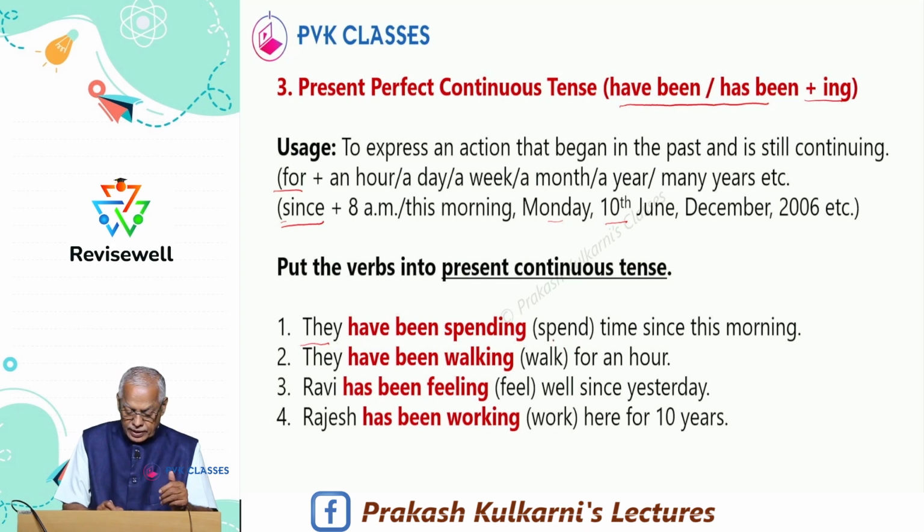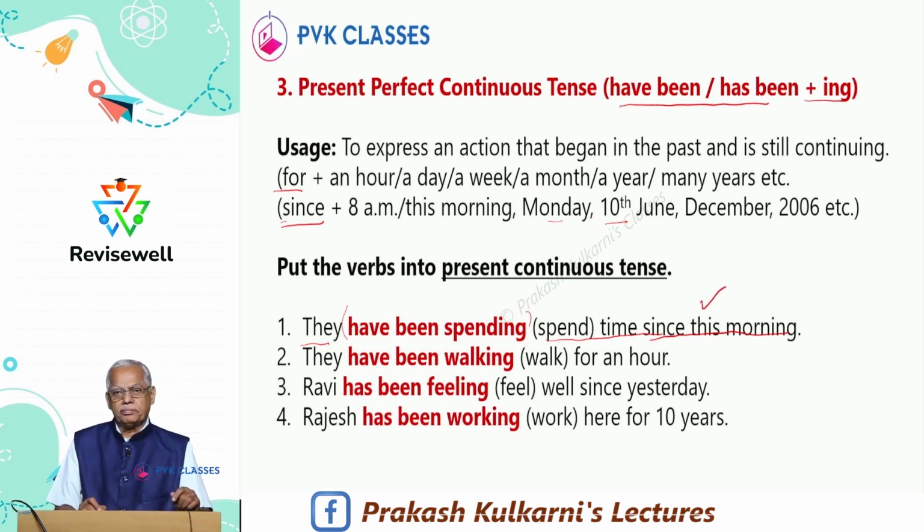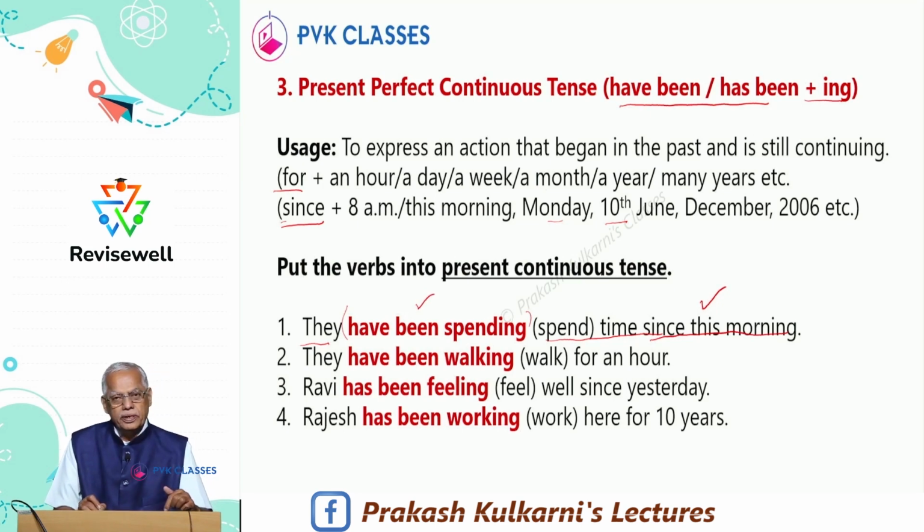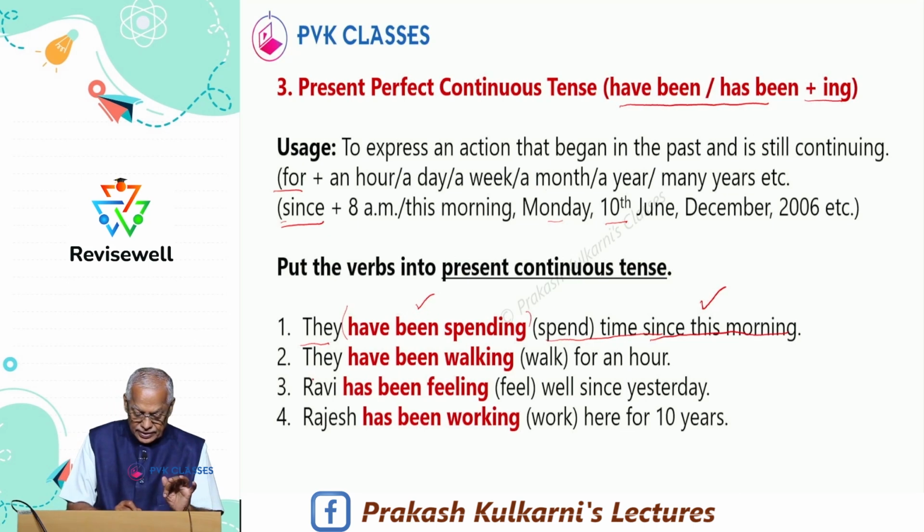They spend time. So this will be the blank. You have to write the correct form of the verb. By seeing this, since this morning, this is the time indicator. By seeing this, you have to write have been spending. That is a clue to you. Second sentence. They have been walking for an hour.